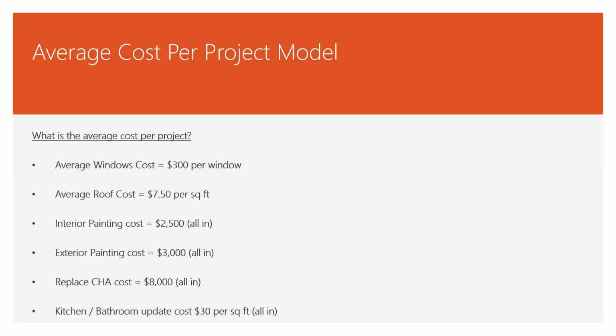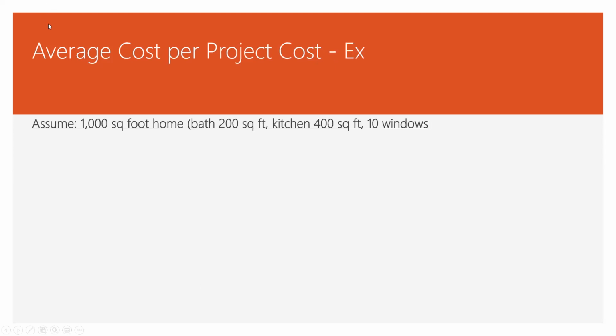So you're not doing a full rehab, but maybe you're picking and choosing what you want to remodel, what you want to rehab on that property. All right. So let's do an example. Let's assume we've got a 1,000 square foot house. The bathroom is 200 square feet. The kitchen is 400 square feet, and it's got 10 windows.